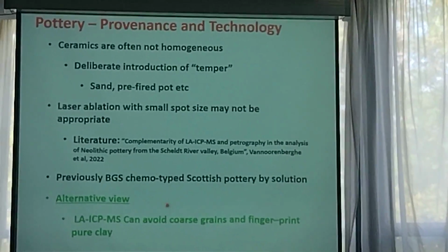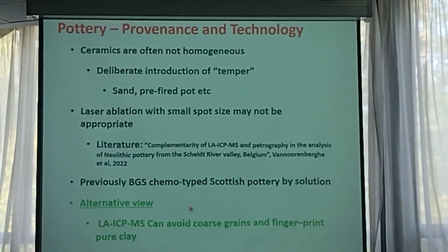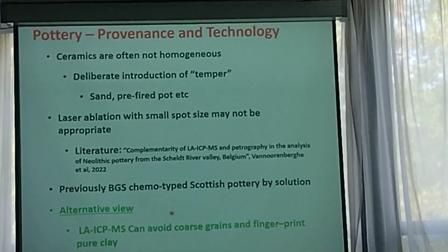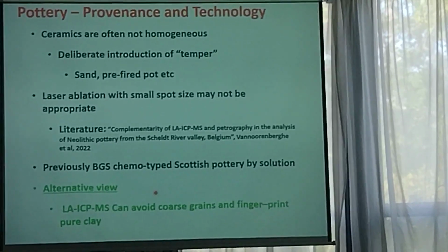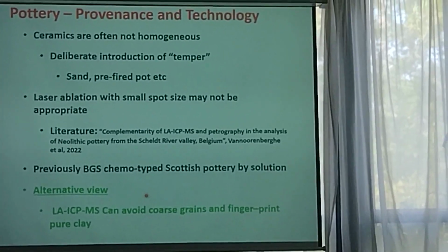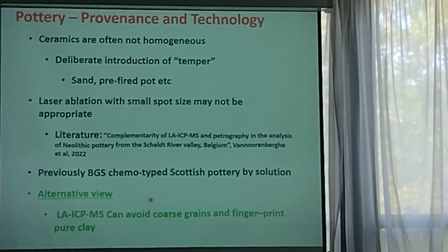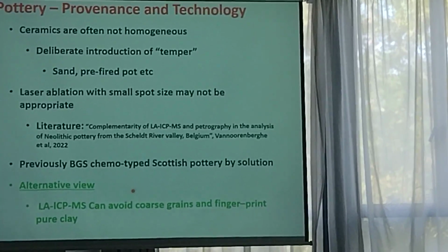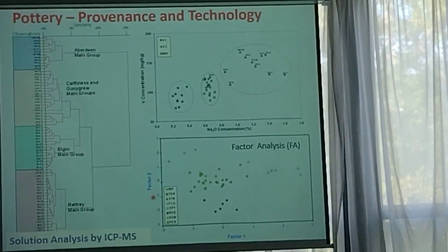But now I would say there is an alternative view we can consider. If we are using the laser, we can avoid the coarse grains, the temper, and maybe we can fingerprint the pure clay. But you must be able to see in a section of the sample where is the pure clay and where is the temper. Or you can make the chemical map. Okay, I'll come back to that again in a minute.